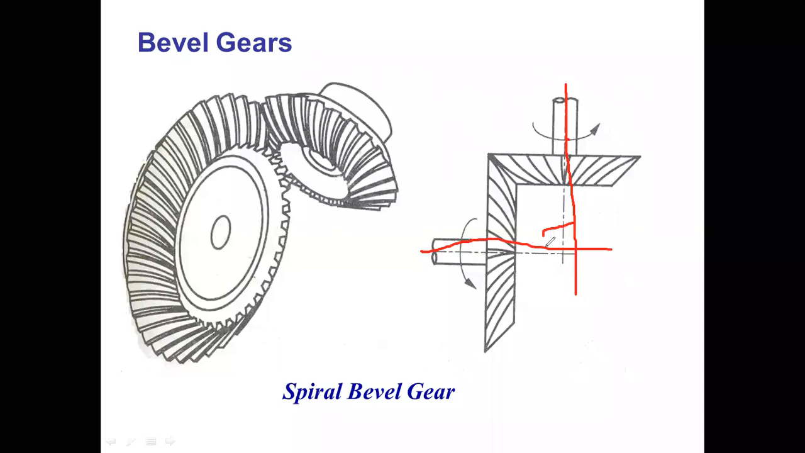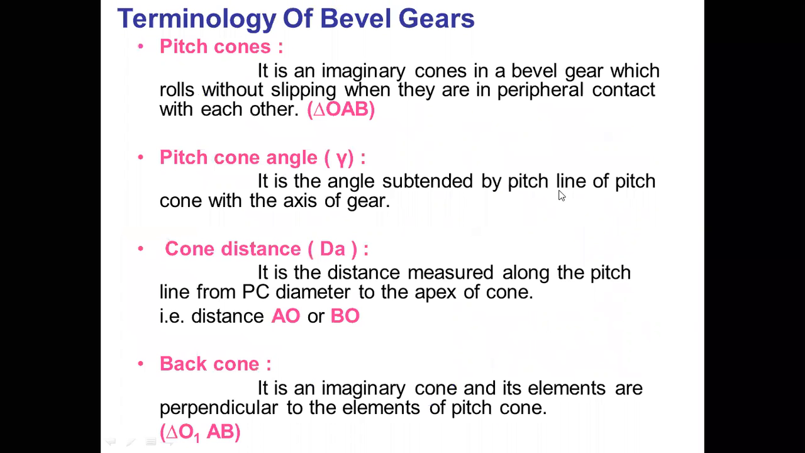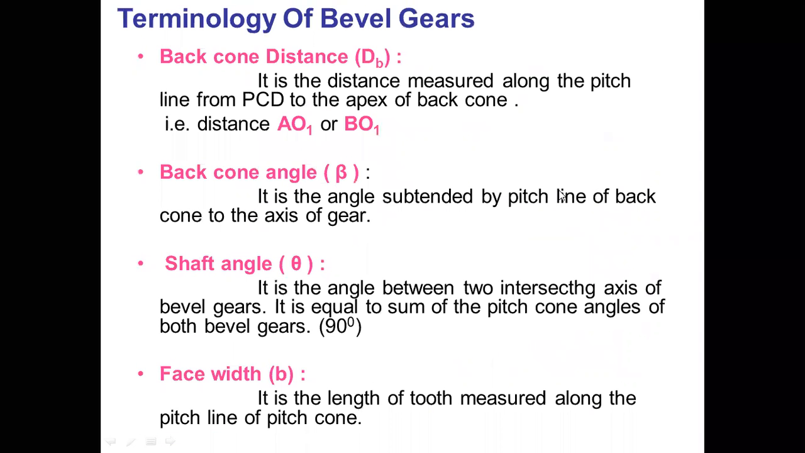The angle between these two axes is called the shaft angle, and generally bevel gears are used to transmit power where the shaft angle is 90 degrees. Therefore remember that for a bevel gear the shaft angle is generally 90 degrees, and it is equal to the sum of the pitch cone angles of both the gears, means pitch cone angle of the pinion plus pitch cone angle of the gear. This is the shaft angle.